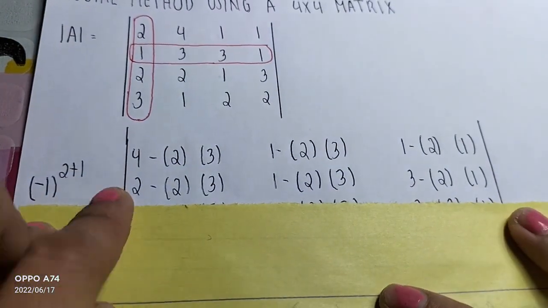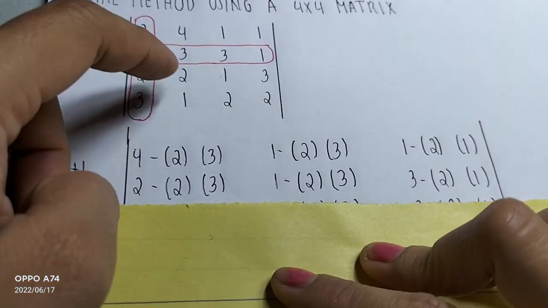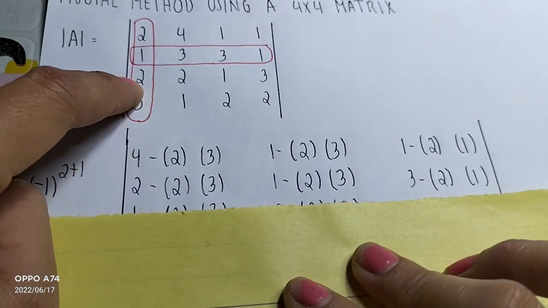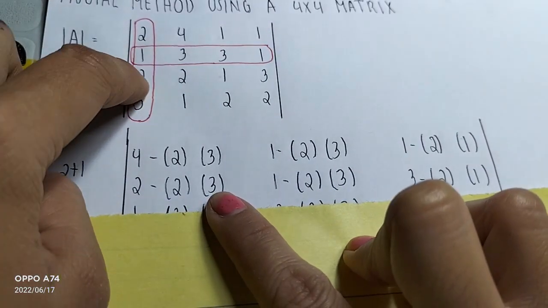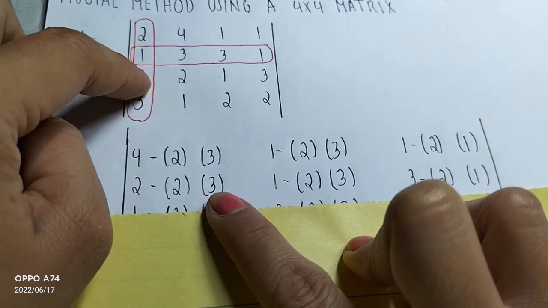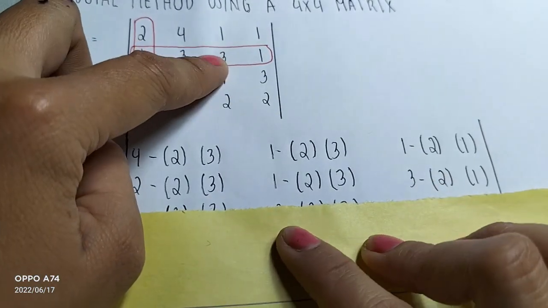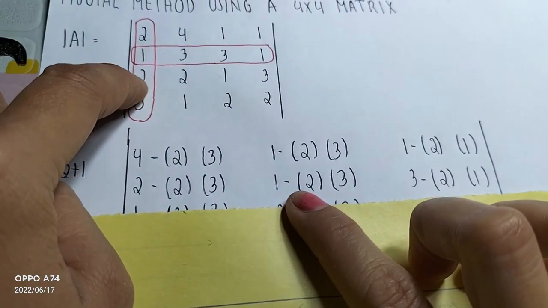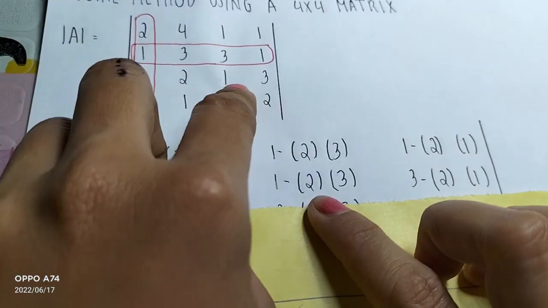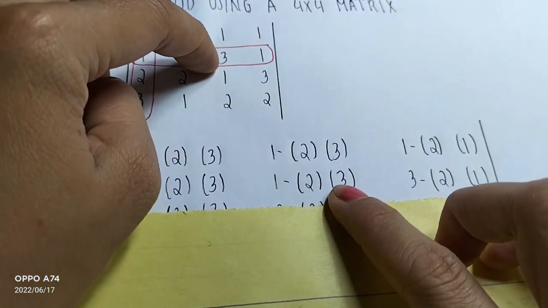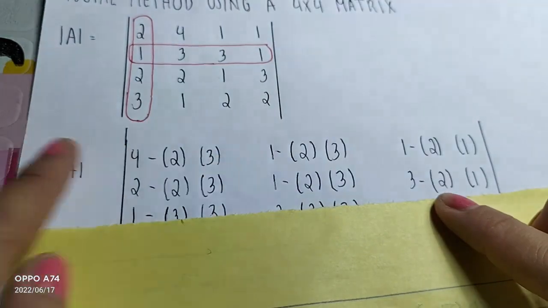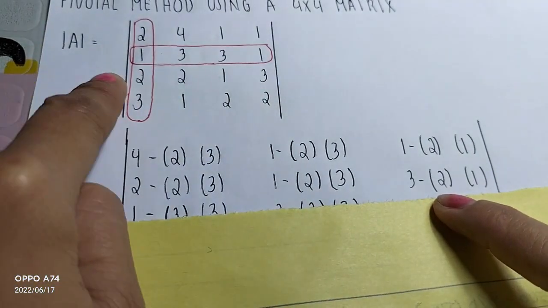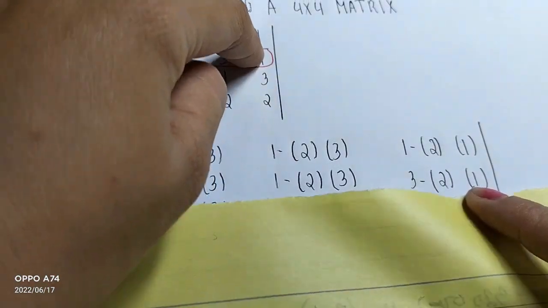And the next is 2. 2 minus quantity of 2 and quantity multiply by quantity of 3. And second is, dito na tayo sa 1. 1 minus quantity of 3 multiply by quantity of 3. And the last is 3. 3 minus quantity of 2 multiply by 1.